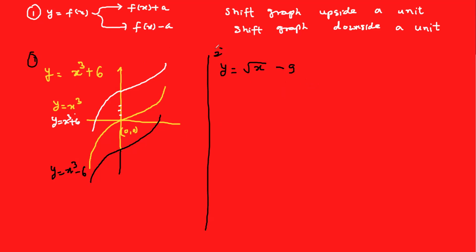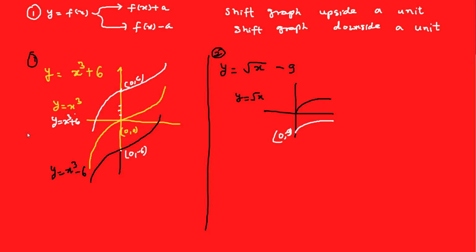This is first example. This is second example. First you will plot what? Square root of x. Like this, right? Okay. Minus 9 is what? Shifted downside 9 unit. So you can write here 0 comma minus 9. I think you understood. And this is 0 comma 6. This is 0 comma minus 6.